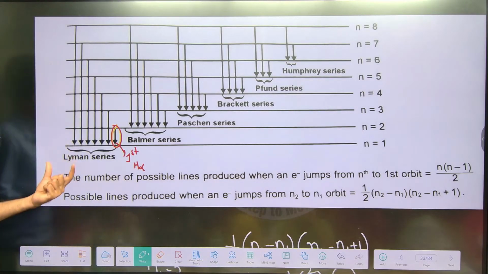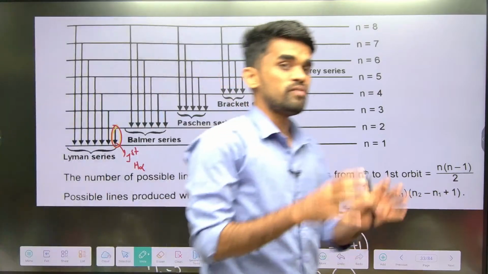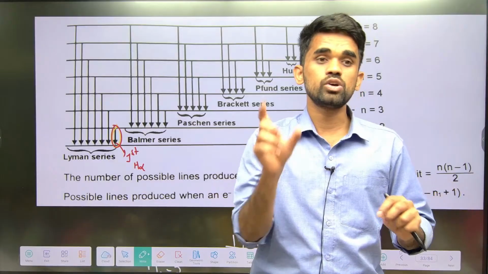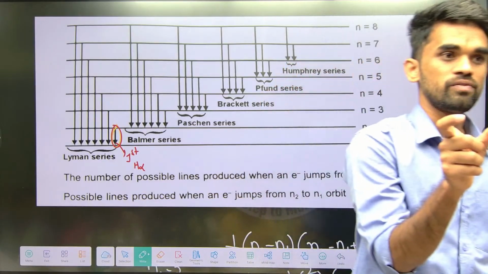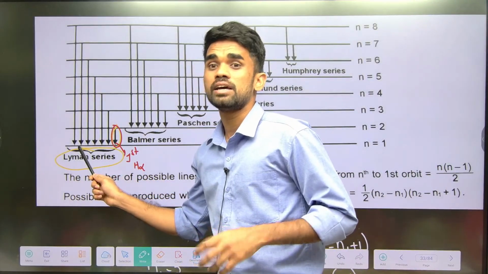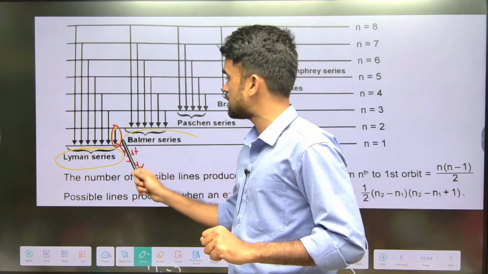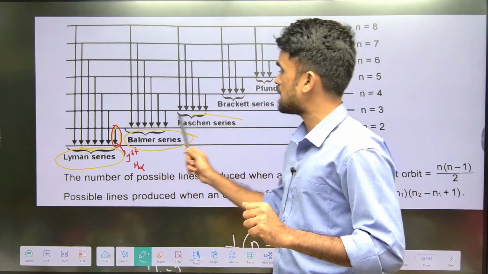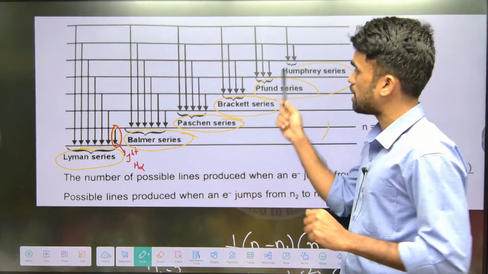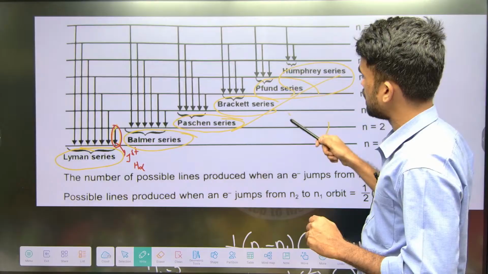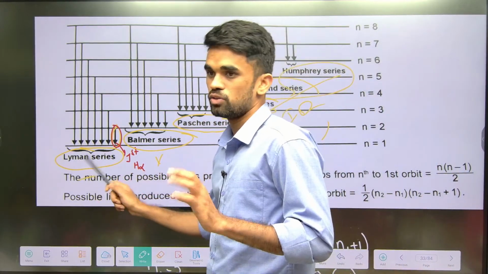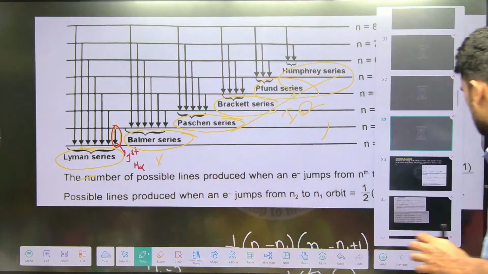Now all these Lyman series lines, if you see them with your eyes, won't be visible. You need to see them in the UV region. So all these Lyman series lines appear in the UV region. All these Balmer series lines are visible. Paschen, Brackett, Pfund lines are all IR. For Balmer series, the second one is visible, the first one is UV. Remember them like this.